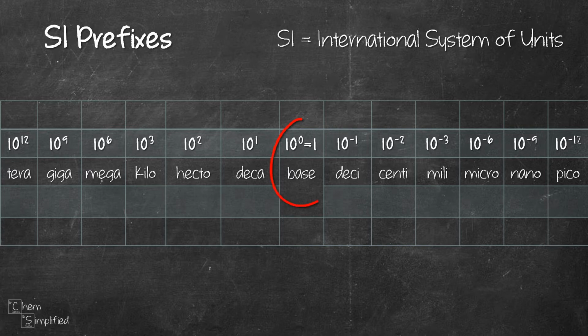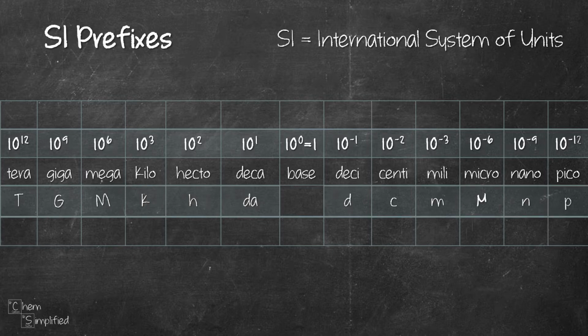I've also included in base, which has a value of 10 to the power of 0, which is the same as 1. Sometimes when you see prefixes being used, they are abbreviated like this, like capital T to represent tera, small letter d to represent deci. So how do we use prefix and base?